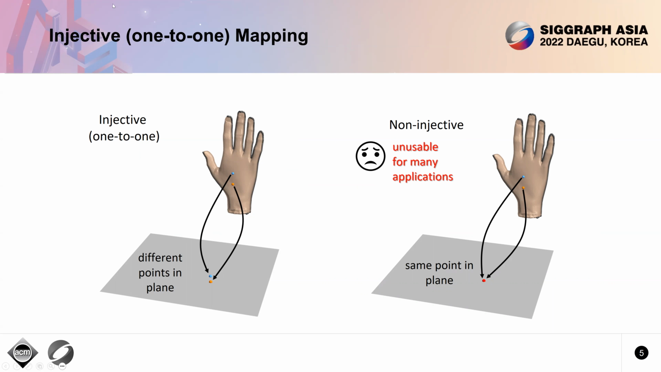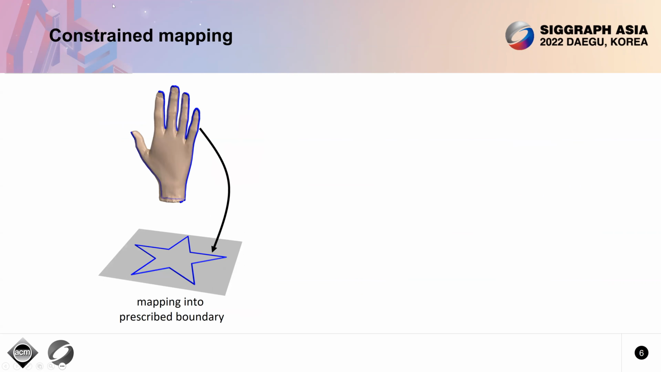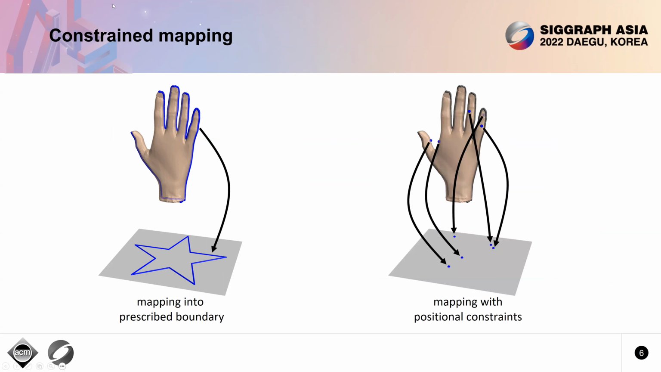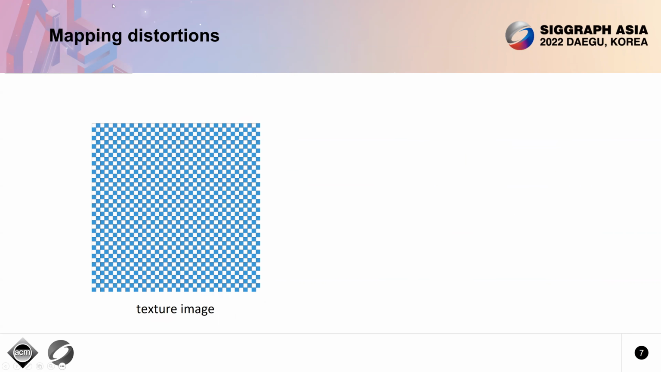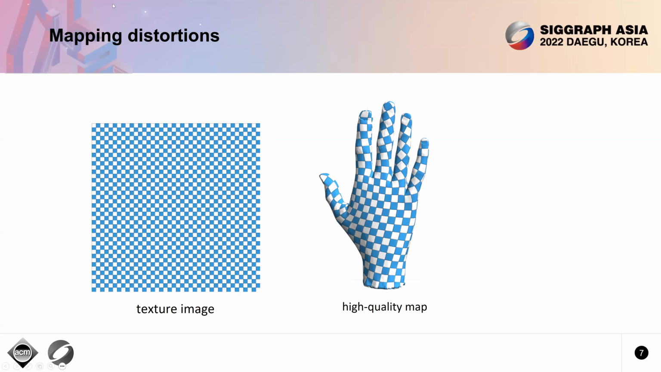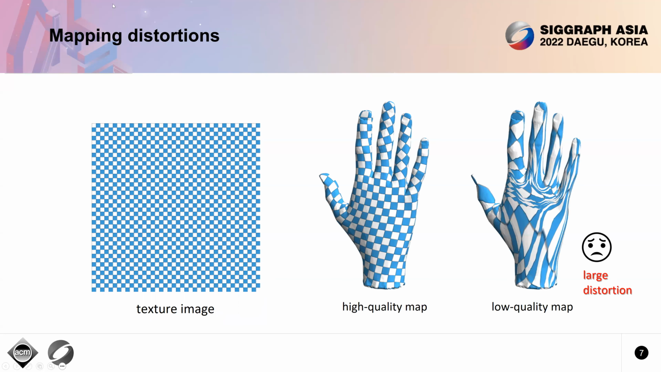Some applications also require the map to satisfy some constraints, such as mapping into a target domain with a prescribed boundary. More generally, the boundary is not fixed, but the map needs to satisfy some positional constraints. The quality of the map also matters in many applications, such as texture mapping. A high-quality map preserves the geometry of the original shape, while a low-quality map introduces large shape distortion.